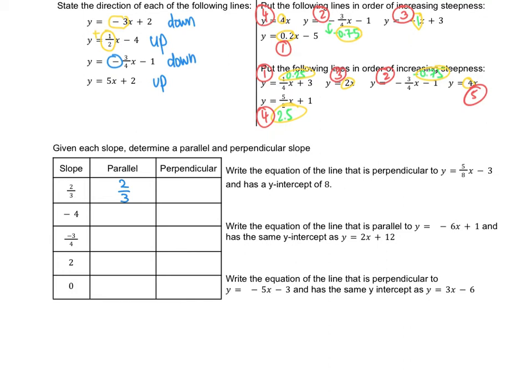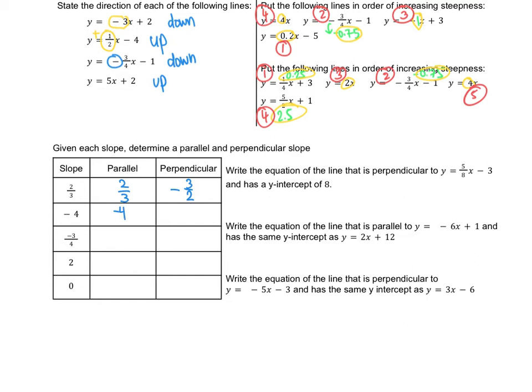If I want the perpendicular slope, I'm first going to flip my fraction. So instead of 2/3, I'm going to write 3/2. But also, my original slope was positive, so this one must be negative. Okay, the next one. The slope is -4. So parallel will also be -4.